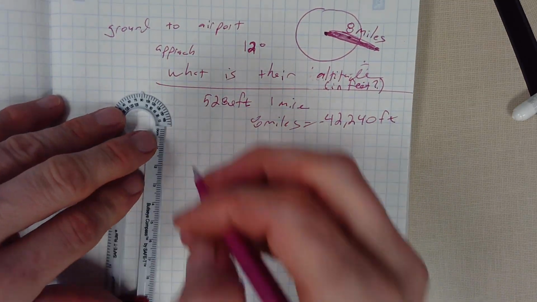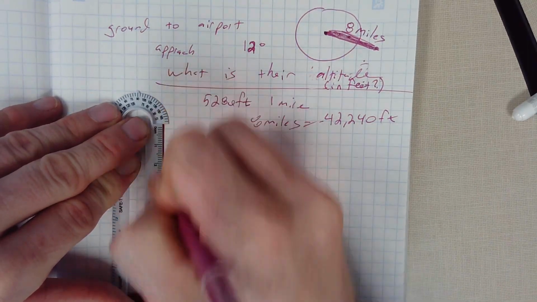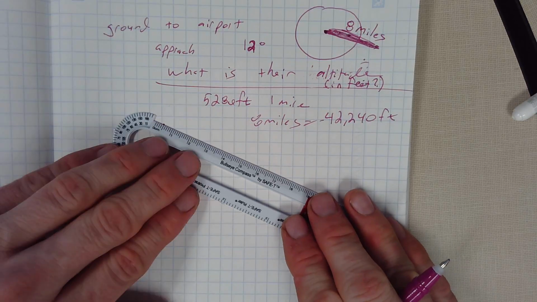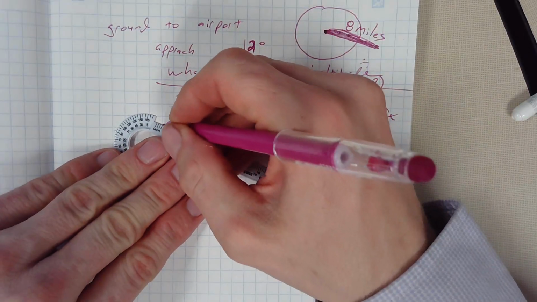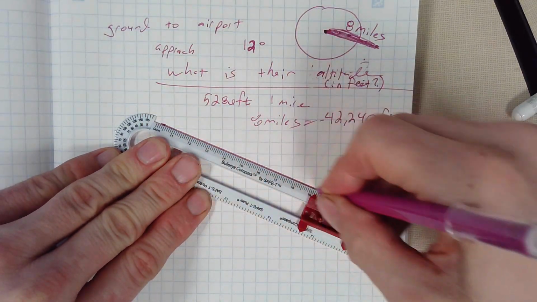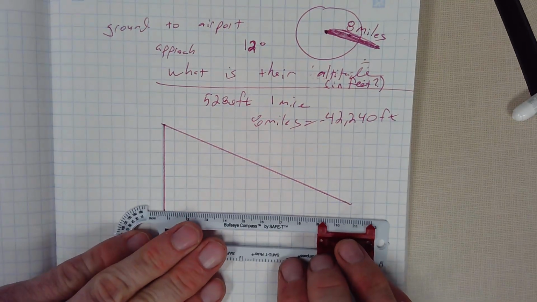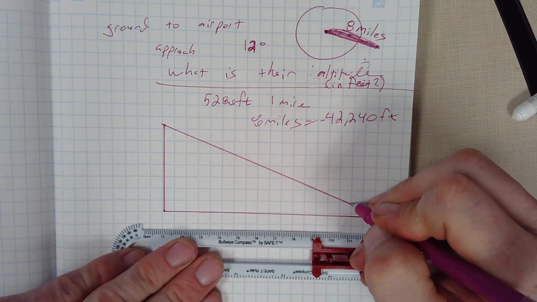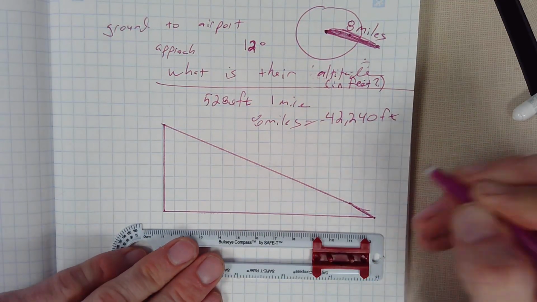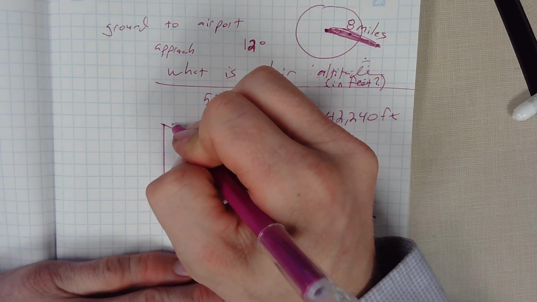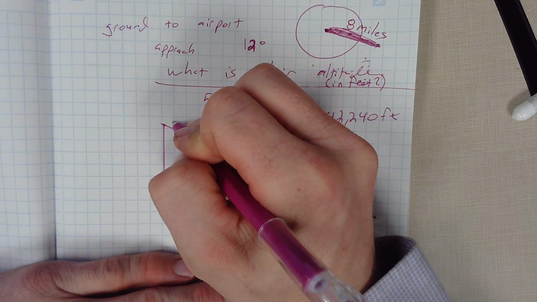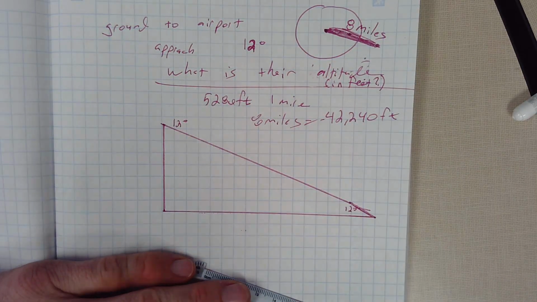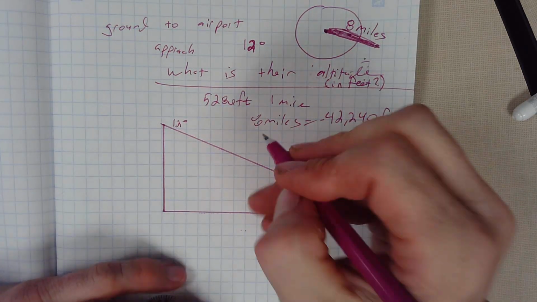Let's see, their height is going to be this. Here's their angle of descent. So their angle of descent is here. It's 12 degrees, so that means that this is 12 degrees.